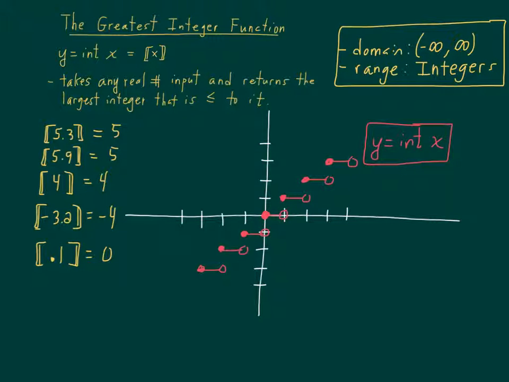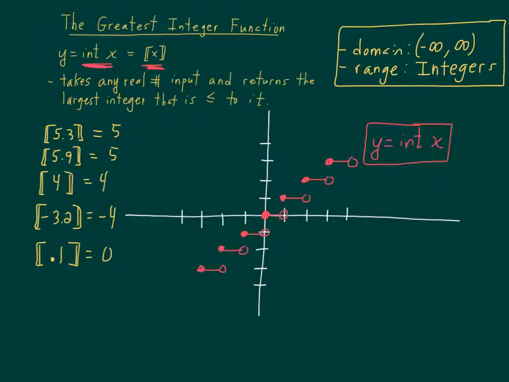Okay, we're going to talk about a special kind of function called the greatest integer function. We have a couple different symbols that we use here. We have y equals int, which stands for integer, so just int of x. Sometimes we see an x in this double square bracket notation. So that's the symbol behind it. Let's talk about a definition first.